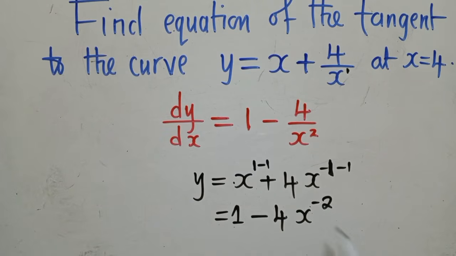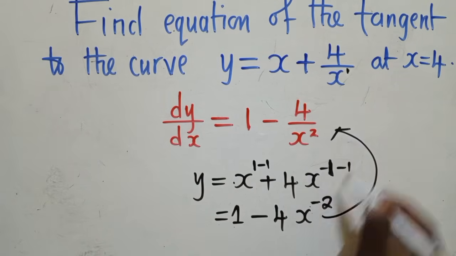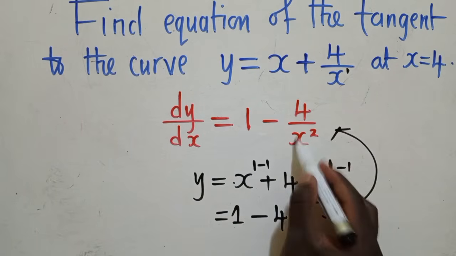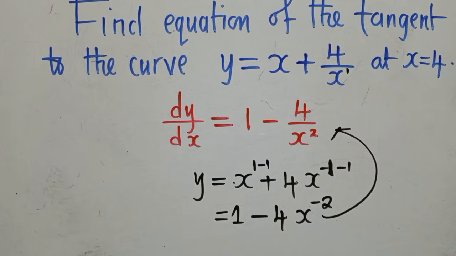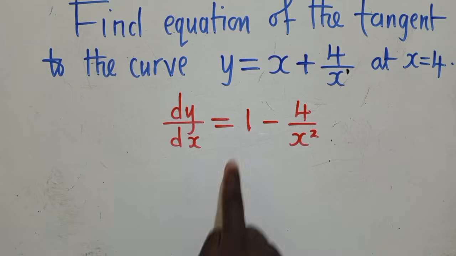Now we can put it back like this. We don't want a negative power, so we rewrite it like this, whereby the one with a negative power goes down and becomes a denominator, like it is right here. So we found the gradient.